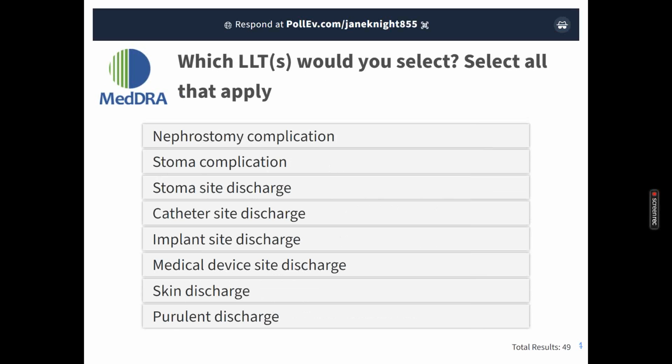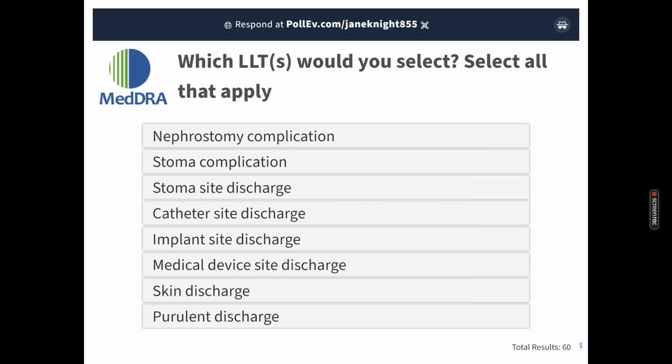This example, when you first see it, looks quite straightforward, doesn't it? I can understand clearly what's happening. The patient's got the nephrostomy in place and there's discharge. But when you look at these options, it really shows it's not necessarily as straightforward as you first think when you look at the term itself.